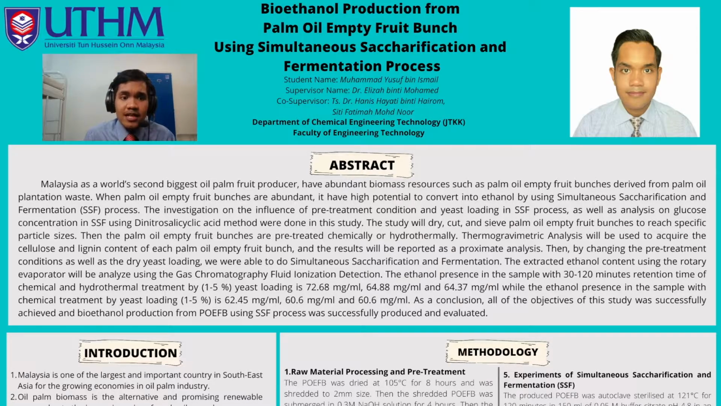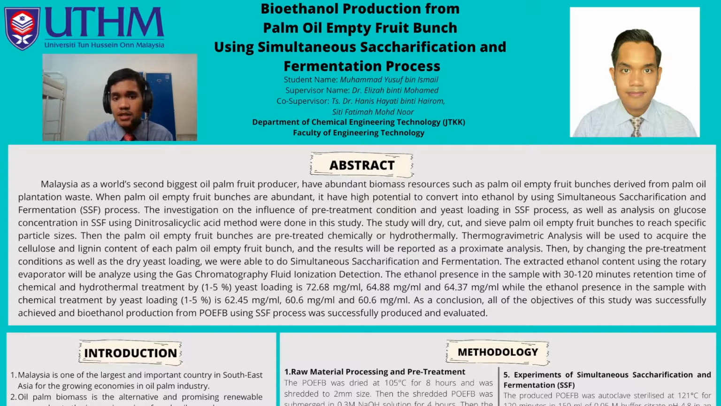Malaysia, as the world's second biggest palm oil producer, has abundant biomass resources such as palm oil empty fruit bunch, derived from palm oil plantation waste. When palm oil empty fruit bunch is abundant, it has high potential to be converted into ethanol by using simultaneous saccharification and fermentation process. The investigation on the influence of pre-treatment condition and yeast loading in the SSF process, as well as analysis of glucose concentration in SSF using the dinitrosalicylic acid method, were done in this study.